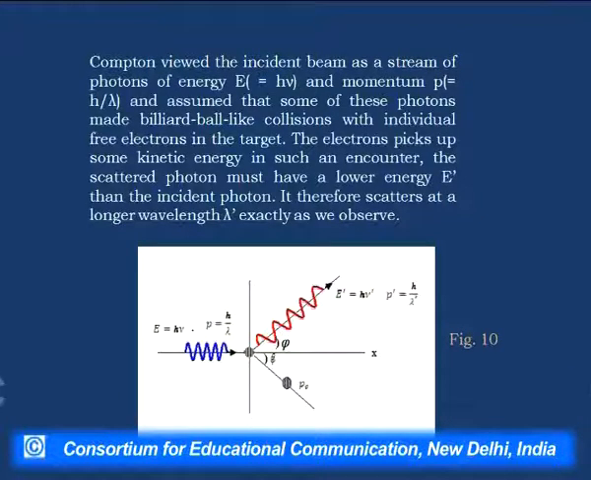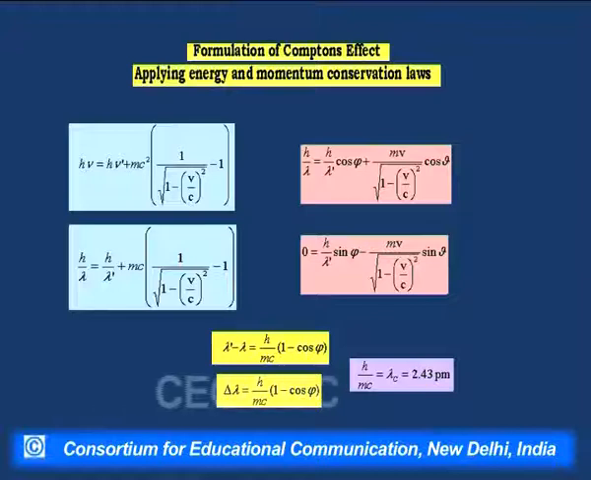So now, like in a collision, we can write down the conservation of energy and conservation of momentum equations. The first equation is h nu is equal to h nu dash plus m c square into 1 upon square root of 1 minus v by c whole square, minus 1. Now h nu on the left side is the energy of the incident photon, h nu dash is the energy of the scattered photon, and the second part is there because the electron is also moving.